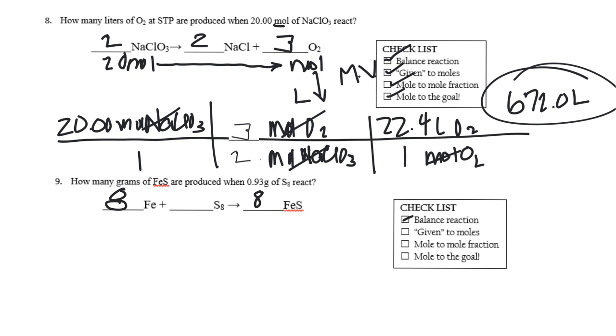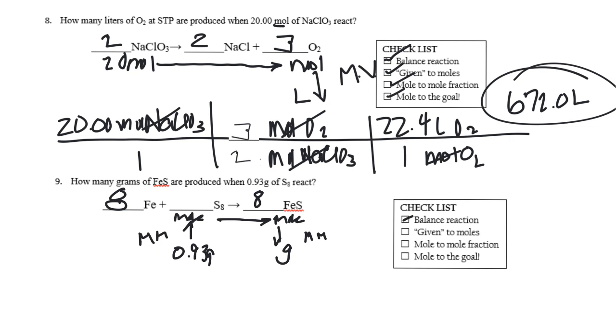Now I'm ready to set up my game plan. I have 0.93 grams of S8, and that's going to go in the valley. And I want to get to grams of FeS. I can't cross the valley, so I have to climb the ladder to get to moles, and I need a molar mass for that, the molar mass of S8. Then I can use my coefficients to convert to FeS. And then I can go down the ladder using a molar mass of FeS. And those are my steps.